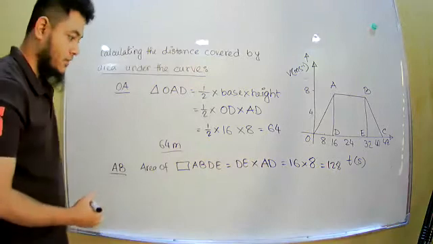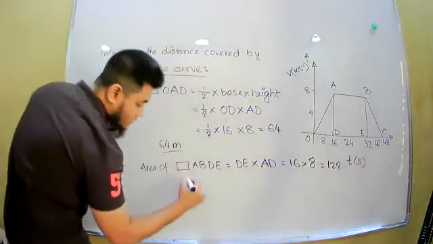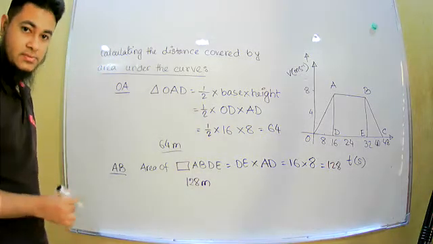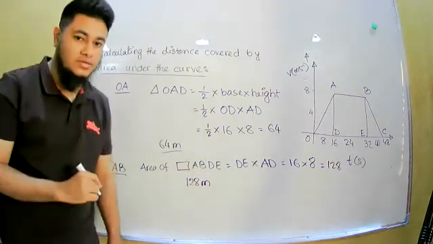Correct or not? So the distance covered in this part is 128 meter. Correct? The answer is same as we got in the last class also.